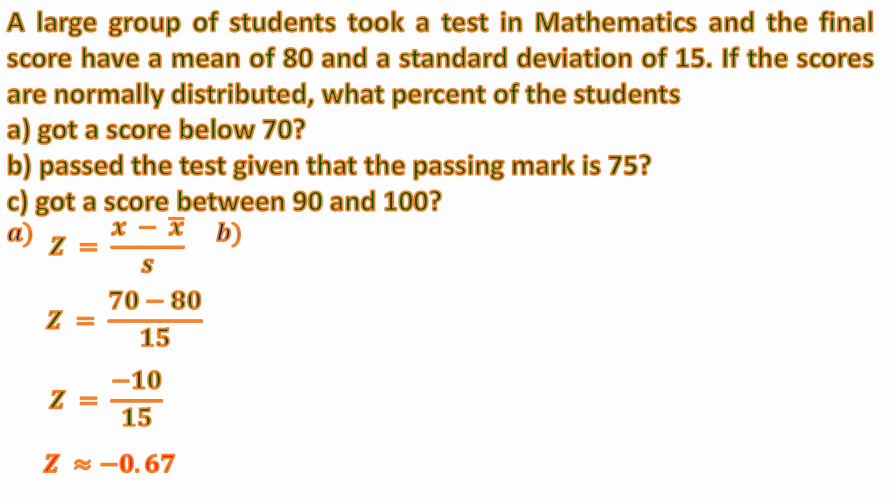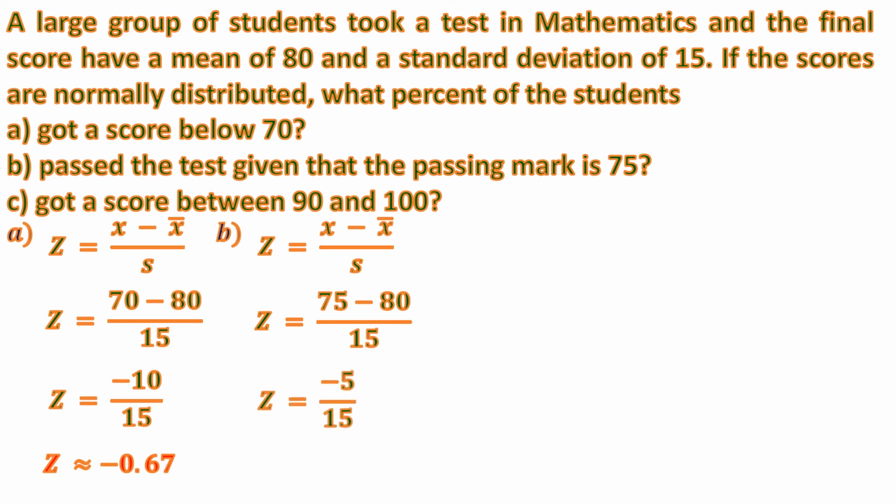For B, we have the given x, 75. So to substitute, 75 minus 80 divided by 15. So 75 minus 80 is negative 5, divided by 15.